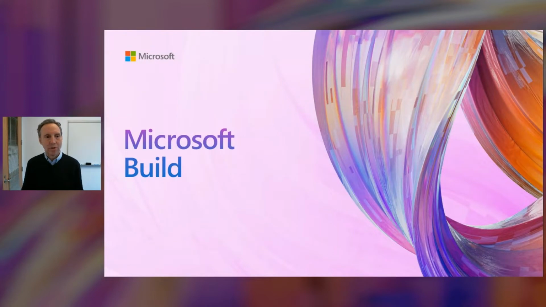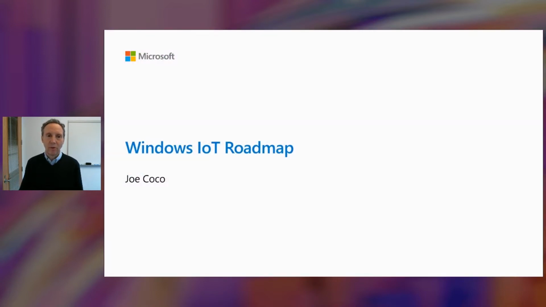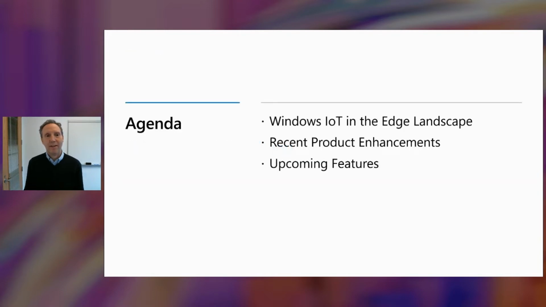We'll talk about Windows IoT. I'll give you an overview of where it fits into the intelligent edge landscape. We'll talk about cloud connectivity, some new features that are available, and I'll also highlight some other Build sessions that go deeper into some of the topics that I'm going to be covering today. So with that, let's jump in. As I mentioned, today's topic is the Windows IoT roadmap. In our agenda, we'll talk first about where Windows IoT fits into the edge landscape, recent product enhancements, and some upcoming features that are in preview.